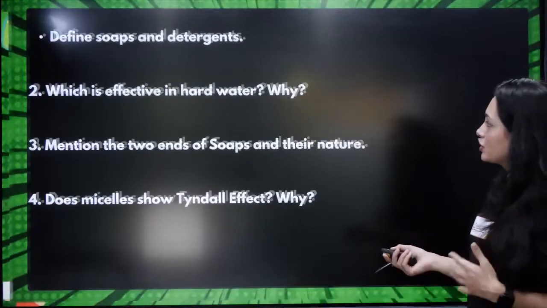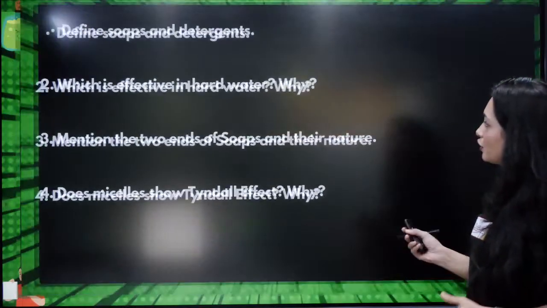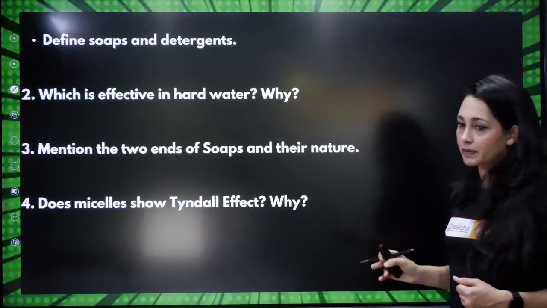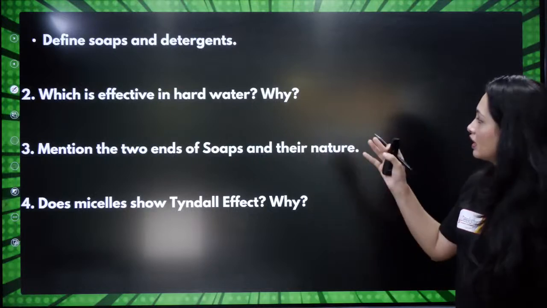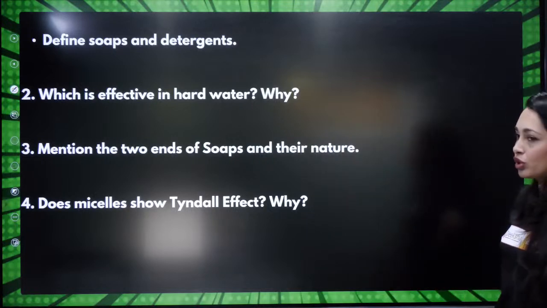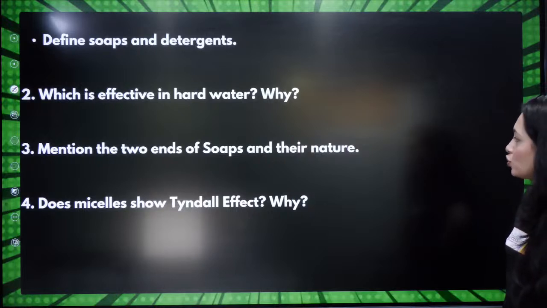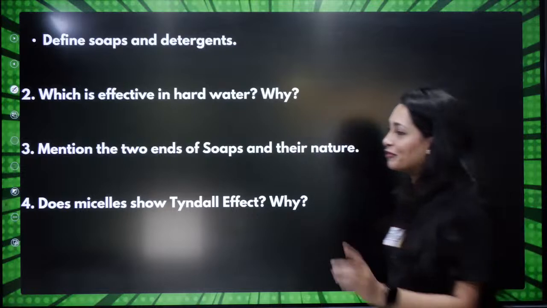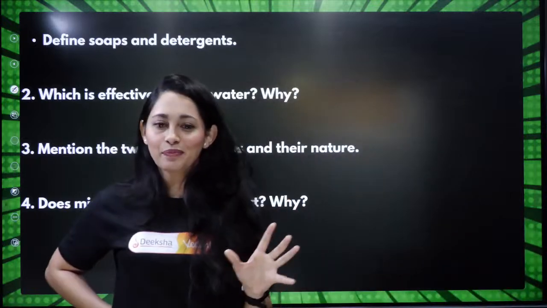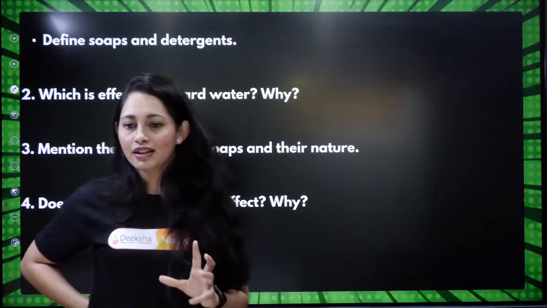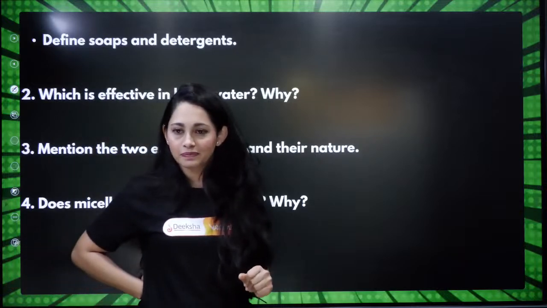This is about soaps and detergents. So, the questions are, first, define soaps and detergents. Next, which is effective in hard water? Why? Mention the two ends of soaps and their nature. Does micelle show Tyndall effect? Why? So, you don't even have to look at the paragraph if you have studied the concept properly.